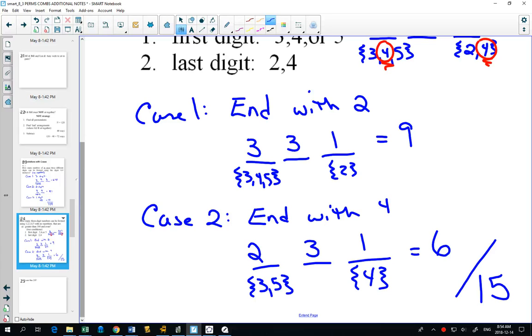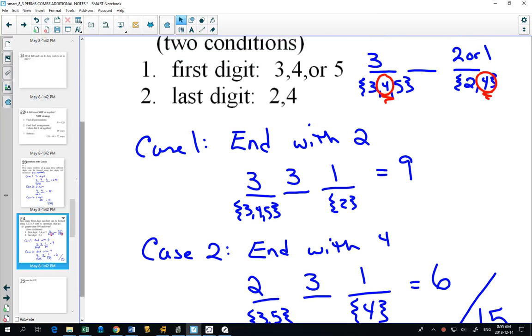To get a total of 15. Now, so when we have 2 restrictions and there's an overlap of the restrictions, we're going to use cases. And when you decide to use cases, choose one of your restrictions, it won't matter which one, and break it up. You could have made this a question with 3 cases.